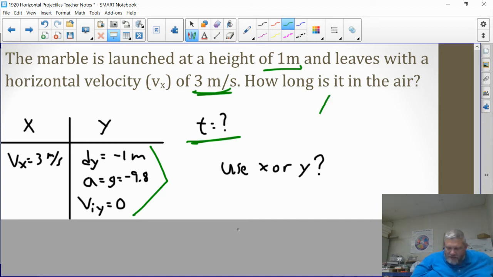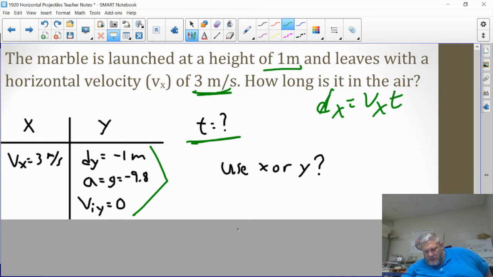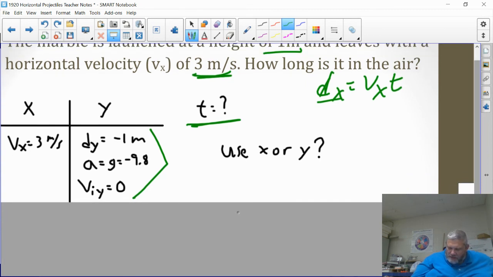The only equation I have for the x direction is dx equals Vx times t. Sorry, let's do that over again. dx is equal to Vx times t. I know Vx, but in order to find time, I'd also need to know dx, and I don't know that. So I'm not going to use that yet.